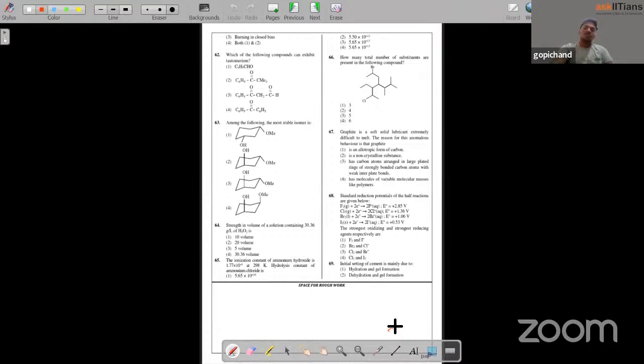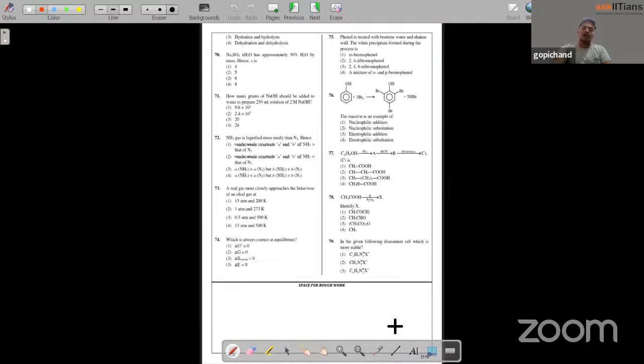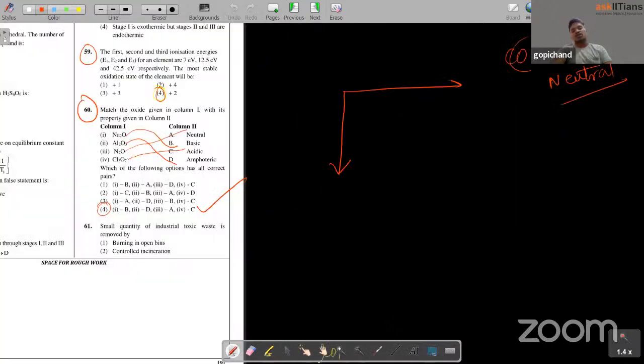If you are trying to answer these kinds of questions, the important thing to know is that the method should be environmentally eco-friendly. But controlled incineration is not going to be a good idea, and burning in open bins is usually the best method followed for industrial toxic waste.